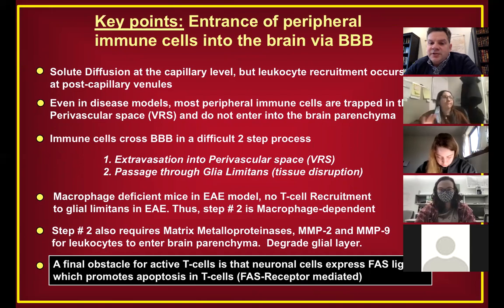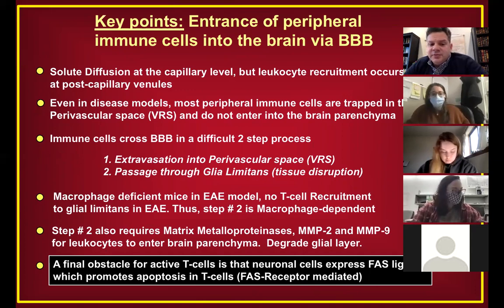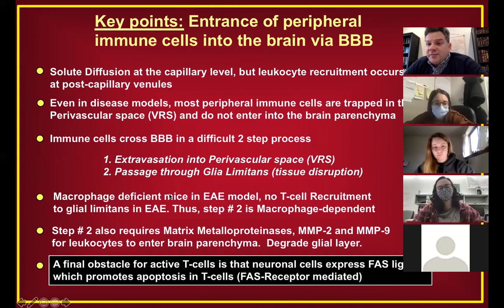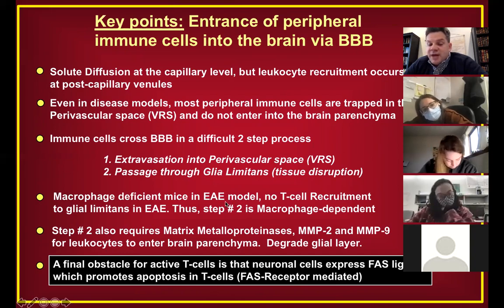It's a two-step process. You need to get through the blood-brain barrier, and then you have to get through the glial limitans. Now, some classic studies have shown that if you don't have macrophages in models of EAE, which is the mouse model of multiple sclerosis, you don't get T-cell recruitment. So they think that this step is macrophage dependent.